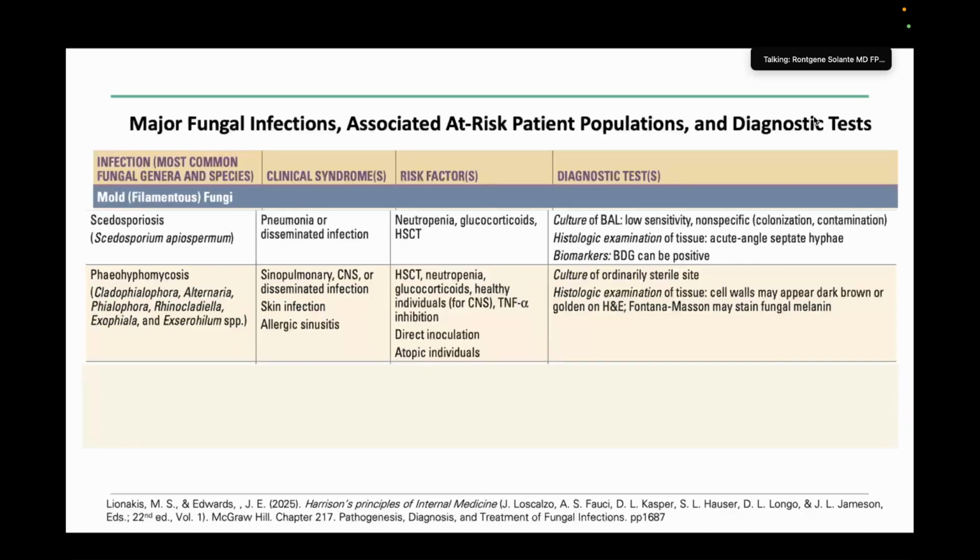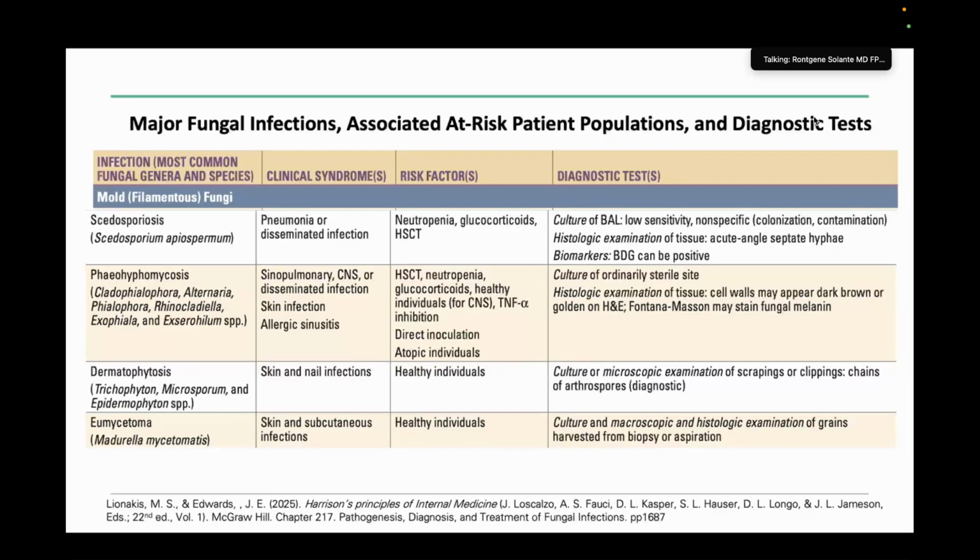But aside from the risk factors we have mentioned, you should not be surprised that in some healthy individuals, it can also cause central nervous system infection. But most of the time, the majority, this is usually confined to immunocompromised individuals, whether through direct inoculation or in patients with atopic disorder. This is one of the common infections that can also be present in these patients.